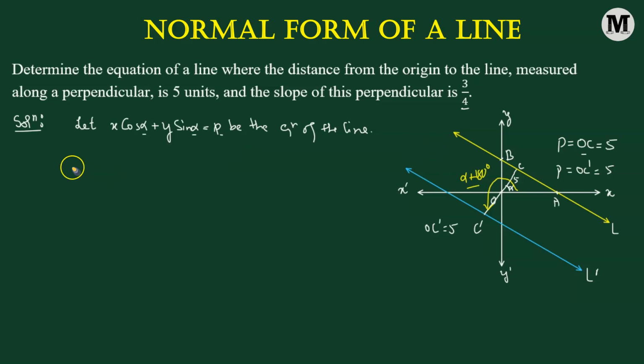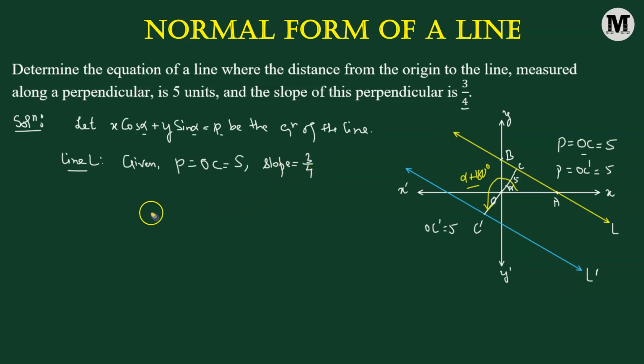Okay, so we'll start with the line L1. So let's consider the line L. If we find the equation of line L, finding the equation for L prime will be extremely easy. So here it is given in the problem that the P value, which is OC, equals 5 units, and it's given that the slope is 3/4.